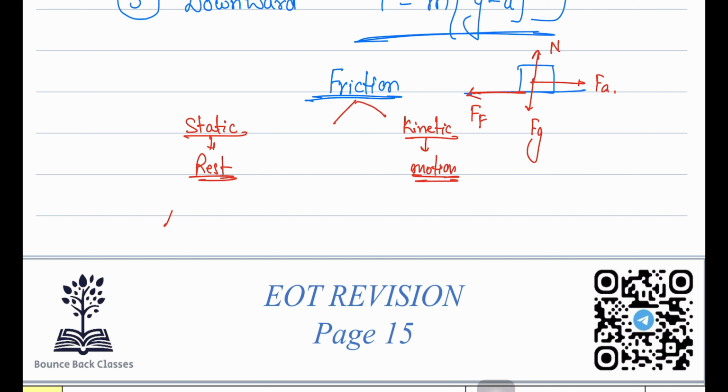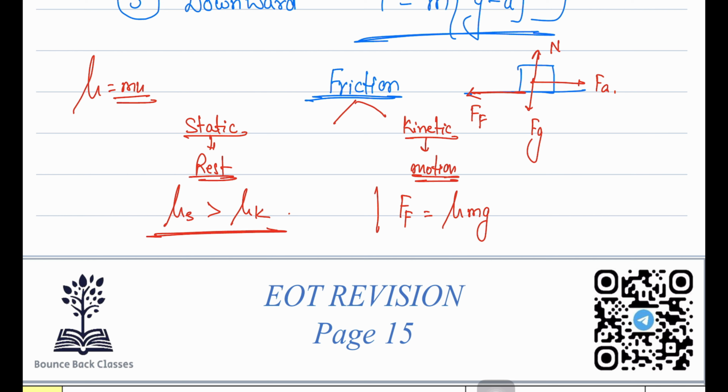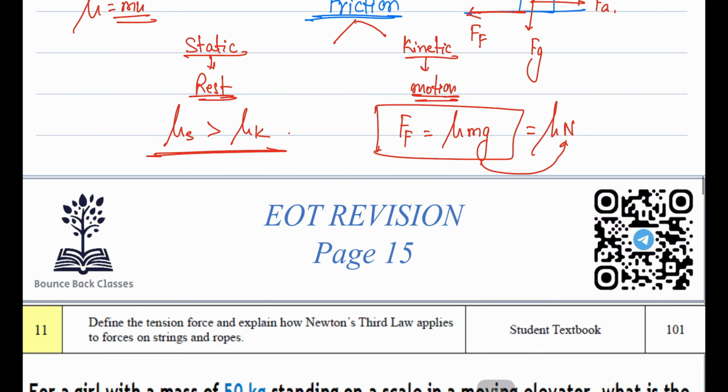Remember, this is called the coefficient, mu. The coefficient of static friction is greater than that of kinetic friction. They ask this question at least one to two times in the exam. So the formula is force of friction equals mu times mg, or mu times N, where N is equal to your mg. Clear? Now let's start the questions.